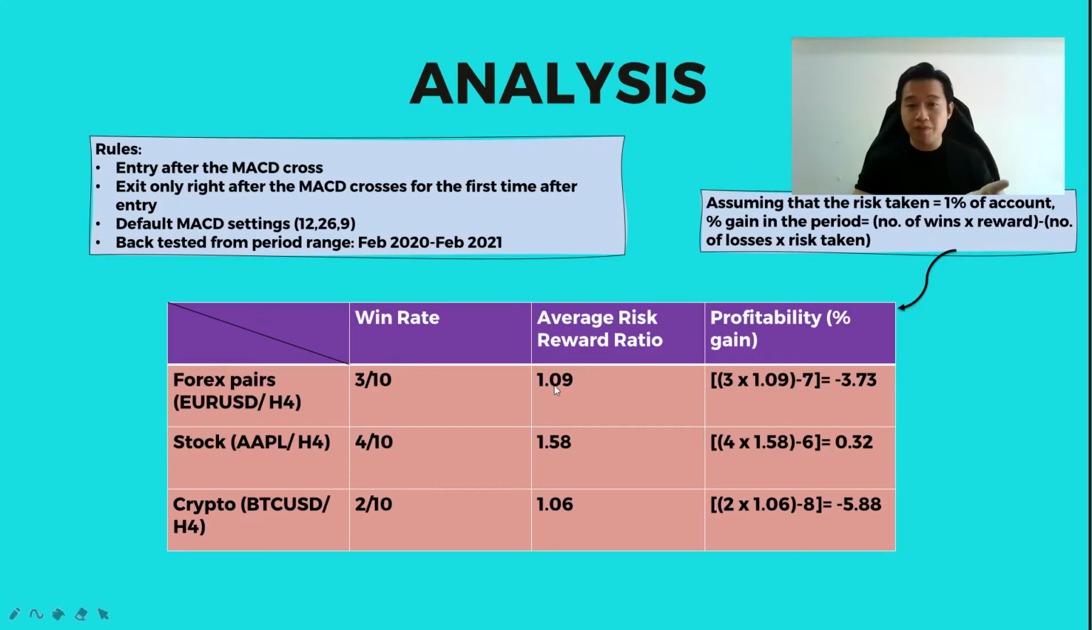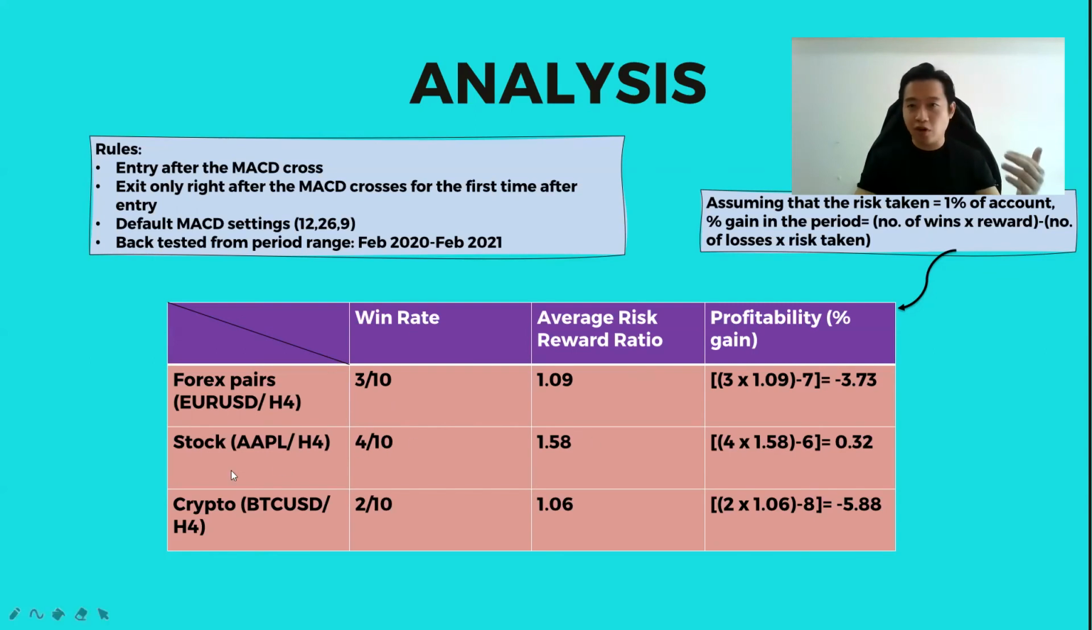The average risk reward ratio is around 1, meaning that the entry to your risk, to the moment when it crosses back to the reward, is around 1:1. So the profitability is that we lost 7 out of 10 trades, and out of the 3 winning trades, we only win like 1. So we actually had a loss. If you just risk 1% per trade, we lost 3.73% out of 10 trades. So it wasn't a winning setup.